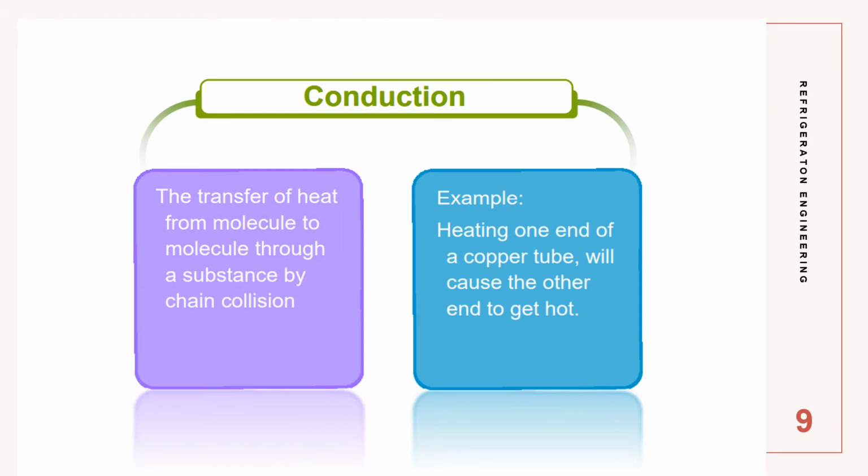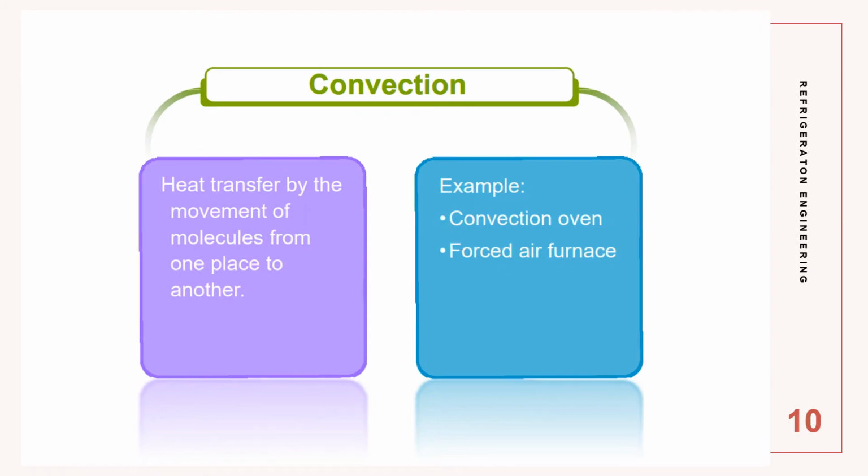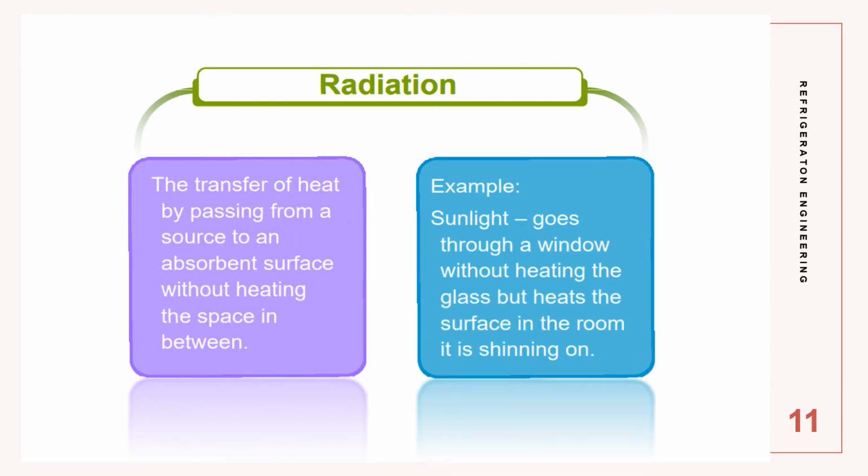Conduction, the transfer of heat from molecule to molecule through a substance by chain collision. Example, heating one end of a copper tube will cause the other end to get hot. That's what we call conduction. Next is convection. Heat transfer by the movement of molecules from one place to another. Example is convection oven, forced air furnace. Next is radiation. The transfer of heat by passing from a source to an absorbent surface without heating the space in between. Example, sunlight goes through a window without heating the glass but heats the surface in the room it is shining on.